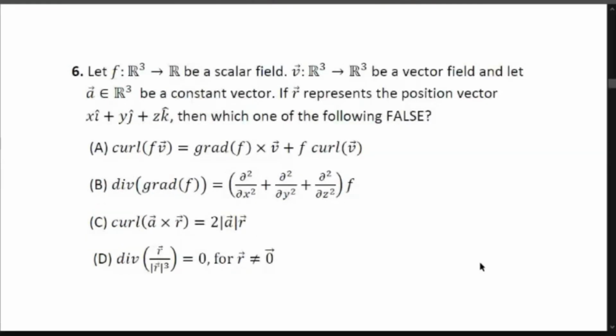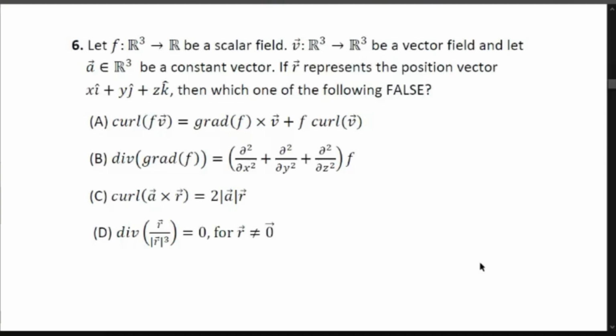So next question. Let f from R3 to R be a scalar field, and V a vector field, and let A be a constant vector in R3. If vector R represents the position vector xi plus yj plus zk, as I was mentioning earlier, then which one of the following is false? Again, you have to find the false statement from the following.